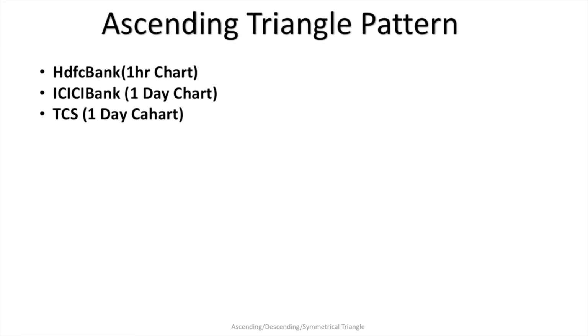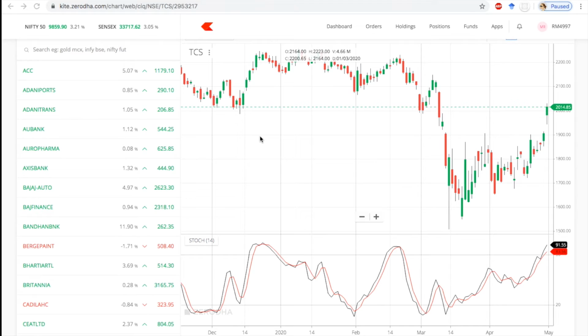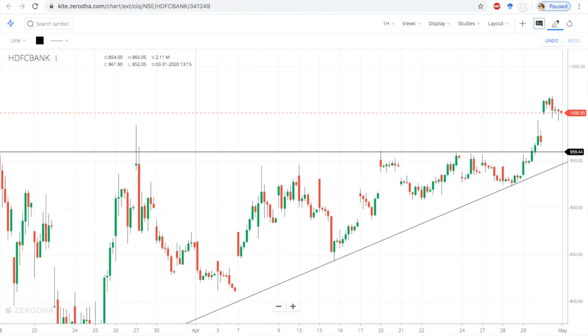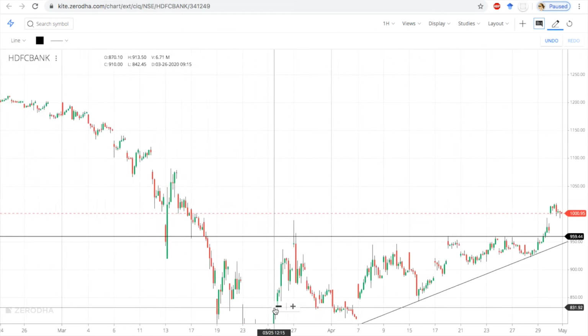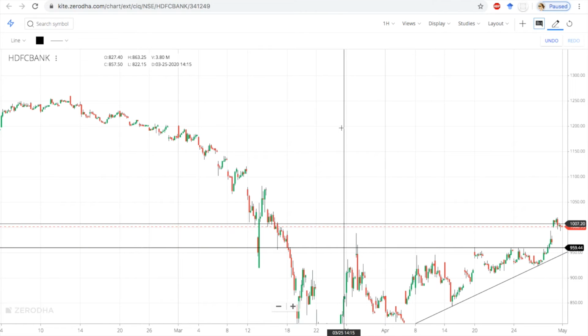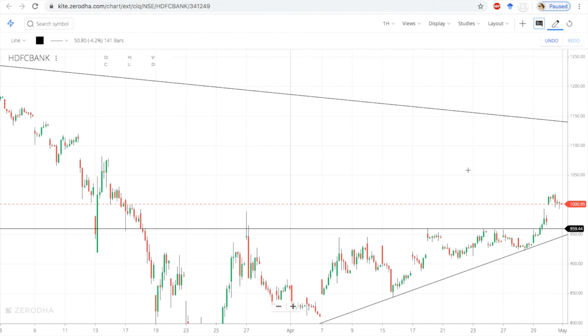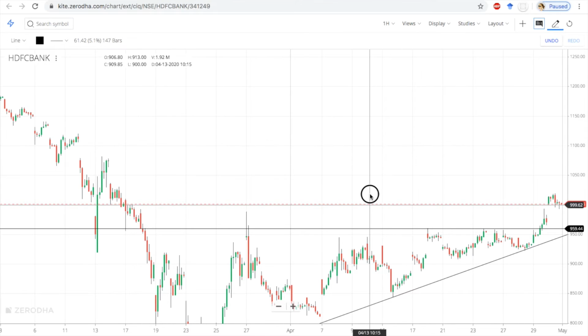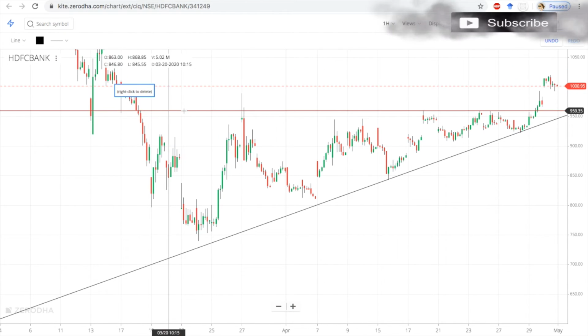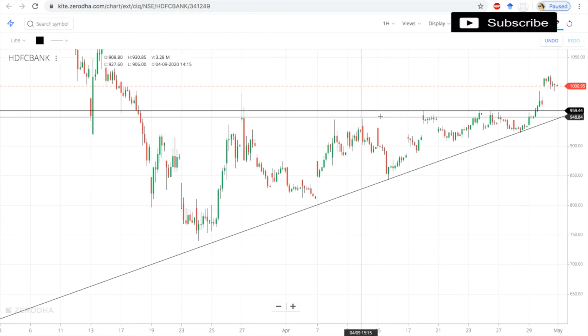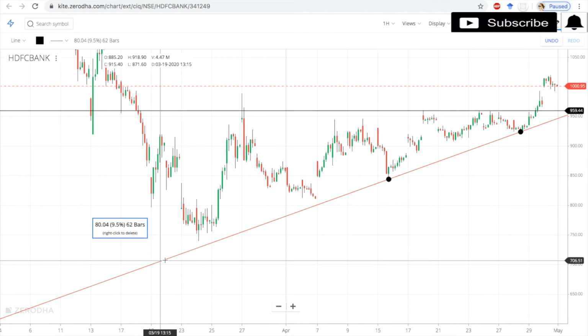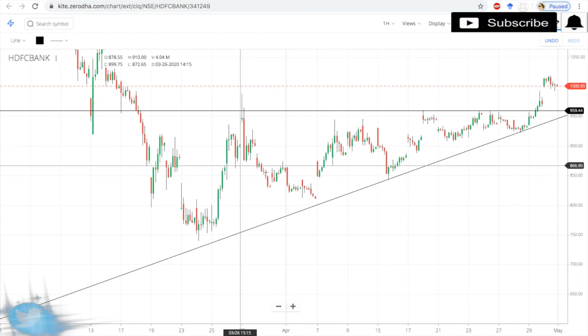Now we will see some charts, that is HDFC Bank, ICICI Bank, and TCS, that are currently forming an ascending triangle pattern. First we will see HDFC Bank. So in my Zerodha account, on the 1 hour chart, you can see it is taking support here, resistance here, here, and on the trend line it is taking support.